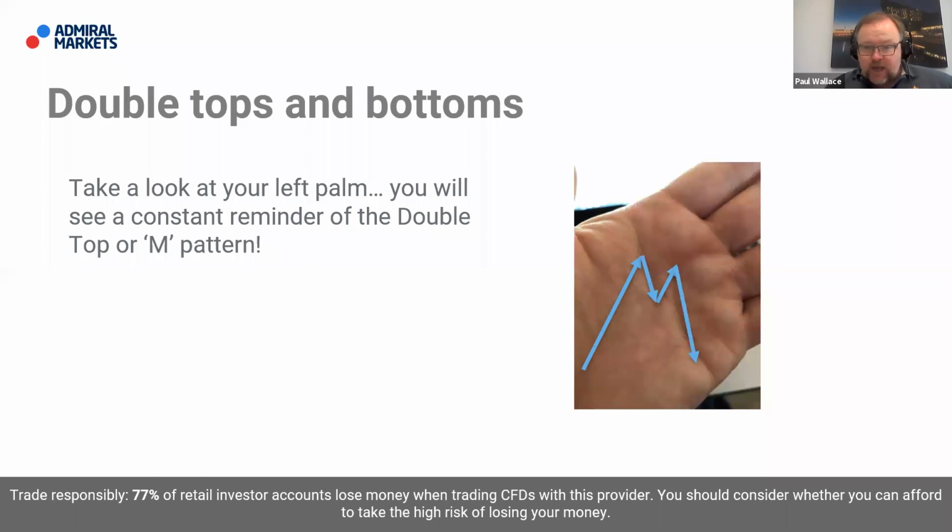If you're struggling, I'd like to keep these sessions as simple as possible. If you need a reminder of a double top or a double bottom, then open your left palm, as wide as you can, and you'll see a constant reminder of a double top or an M pattern there on your left palm. It doesn't work so well on your right hand, but have a look at your left hand. So from today onwards, you should have no issues identifying a double top pattern when you see one in the markets. It's there staring you in the face on your left palm. So take a look.